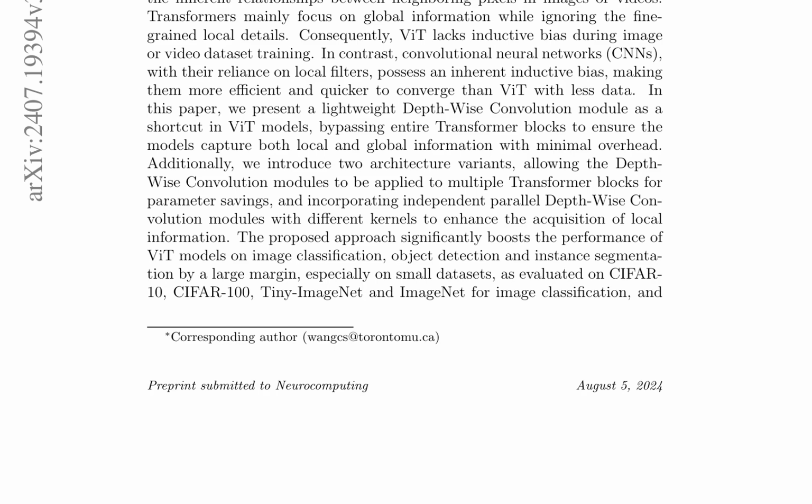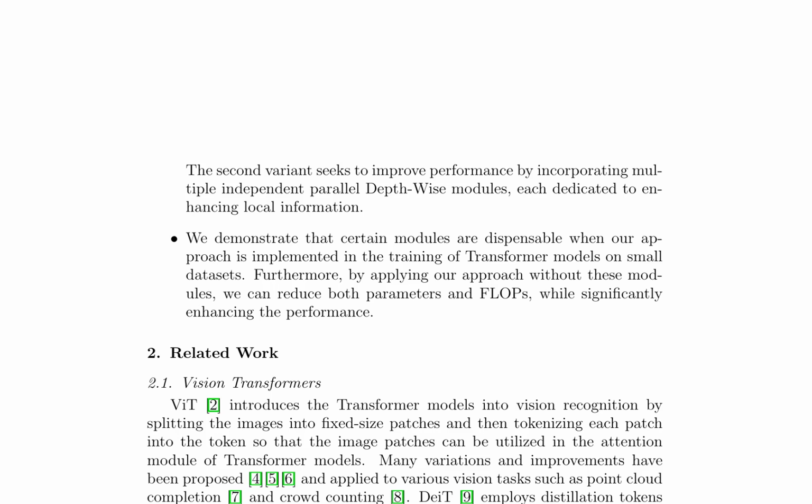This design ensures a flexible and dynamic integration of local and global features, achieving superior performance improvement with minimal additional parameters and computations. Two architectural variants are introduced. One aims to reduce parameters and floating point operations, FLOPs, by utilizing the depth-wise module to bypass multiple transformer blocks, while the other seeks to improve performance by incorporating multiple independent parallel depth-wise modules.